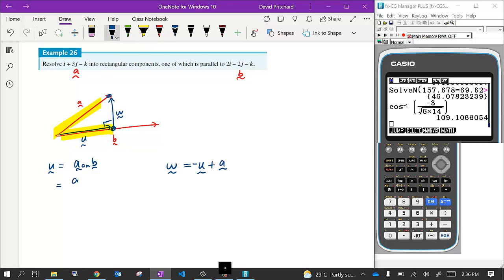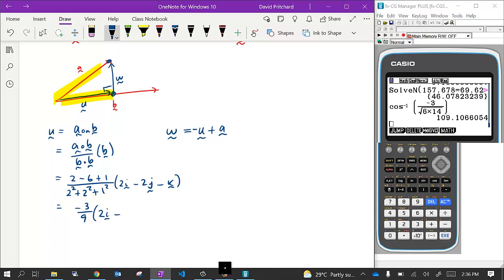So A on B will give us A dot B over B dot B in the direction of B. So we will have 1 times 2, which is 2, 3 times negative 2, which is negative 6, and negative 1 by negative 1, which is plus 1, over 2 squared plus 2 squared plus 1 squared. And in the direction 2i, take 2j, take k. So we have negative 3 over 9, 2i, take 2j, take k. And so that leaves us with negative 2/3 i plus 2/3 j and plus 1/3 k.